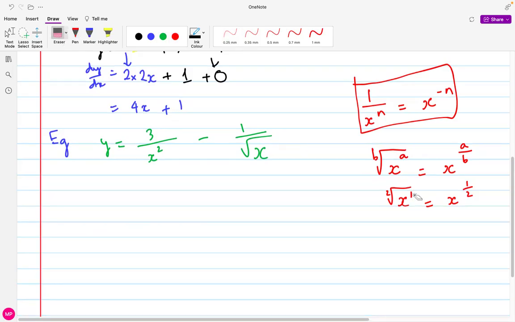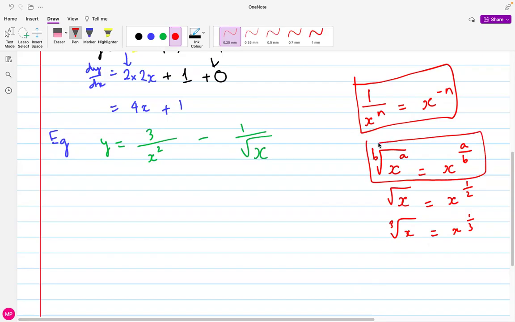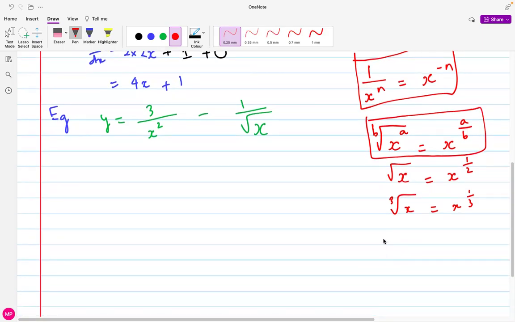But usually you won't see the 1 and the 2 here. They just write square root of x. And similarly, if you have to do cube root of x, that's the same as x to the power of 1/3.